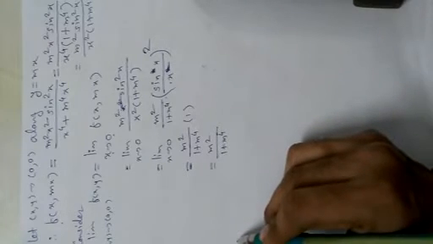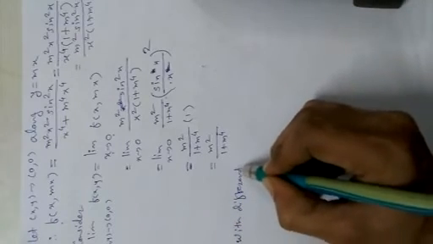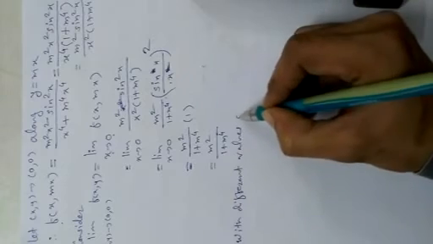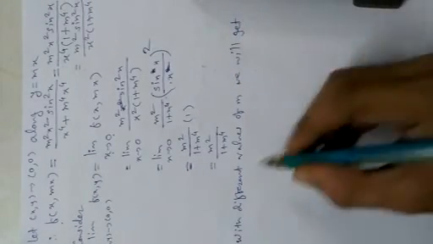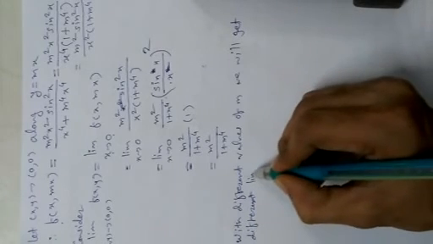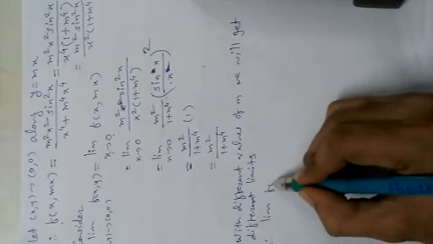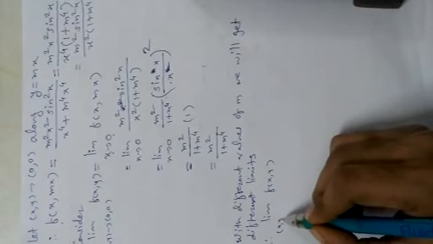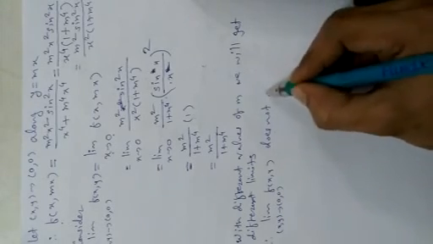Therefore, mention that with different values of m we will get different limits, and therefore the limit of f of xy as xy tends to 0 0 does not exist.